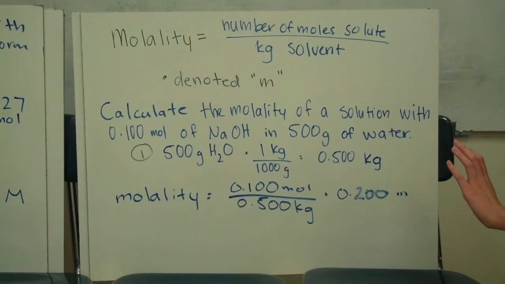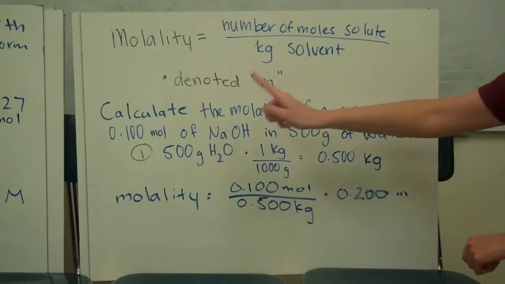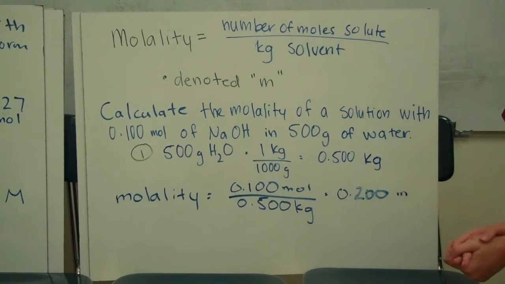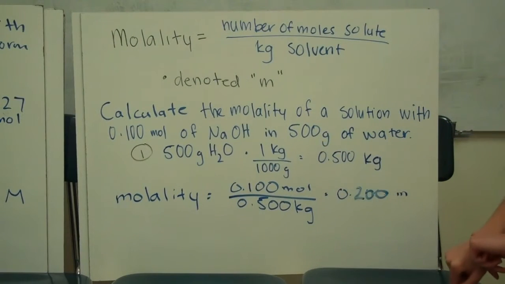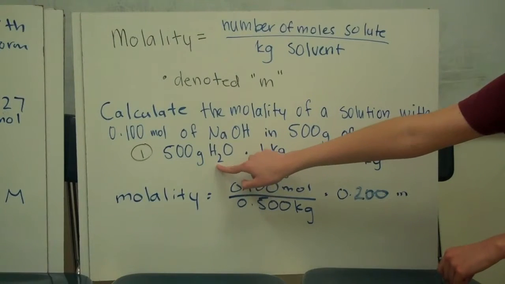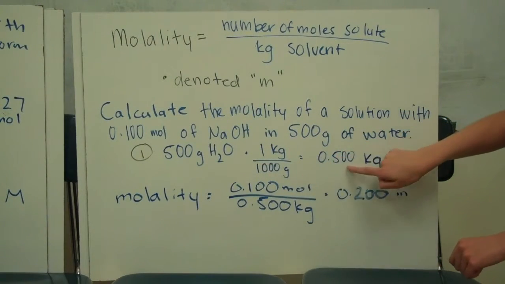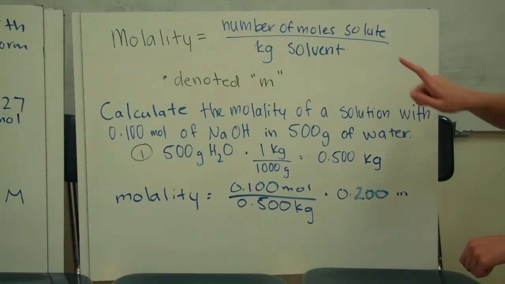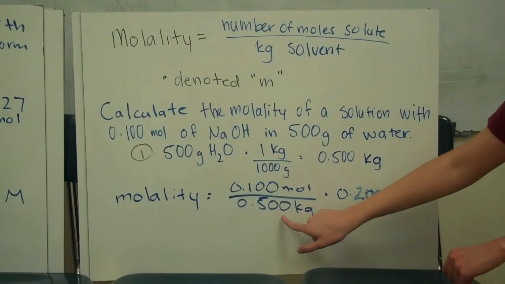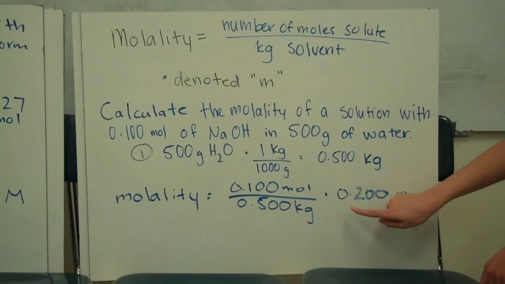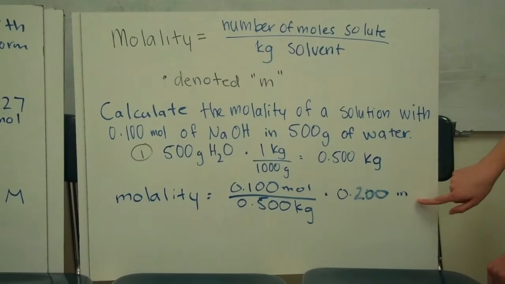Say you were asked to calculate the molality of a solution with 0.100 moles of NaOH in 500 grams of water. We know that your NaOH would be your solute, and we already have your solute in moles, so you don't have to do anything with that. But we have 500 grams of water. You know that your water is going to be your solvent, but we have it in grams, so we need to convert to kilograms. 500 grams of water times 1 kilogram over 1,000 grams gives us 0.500 kilograms. Then, to find molality, we put our 0.100 moles of NaOH, our solute, over our 0.500 kilograms of water, which is our solvent. And we get 0.200 molal, with our lowercase m to denote molal.